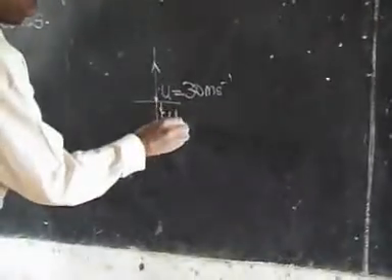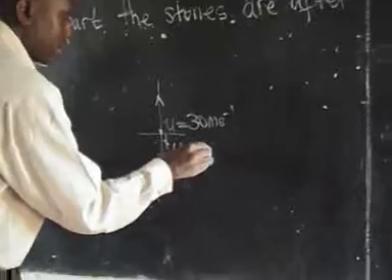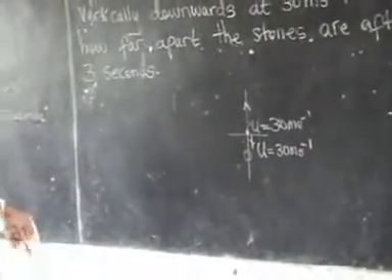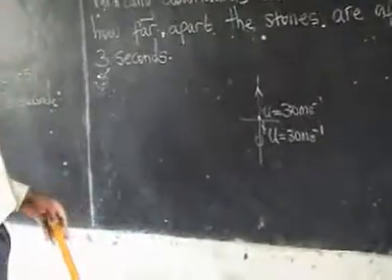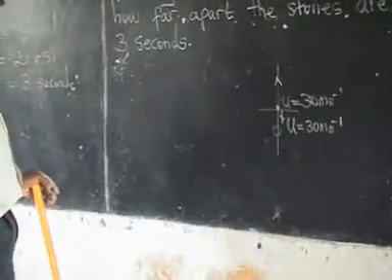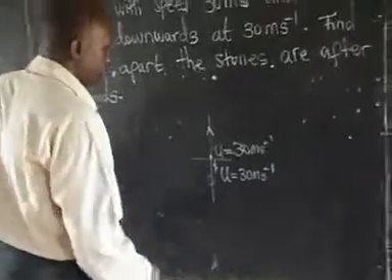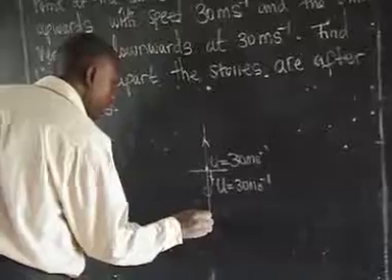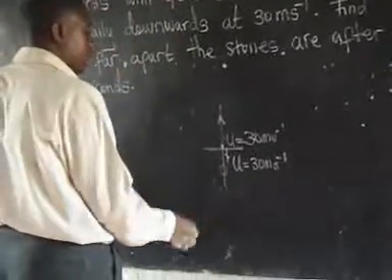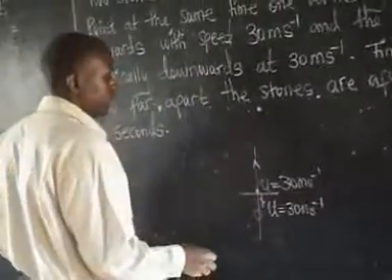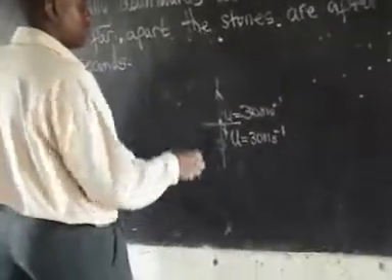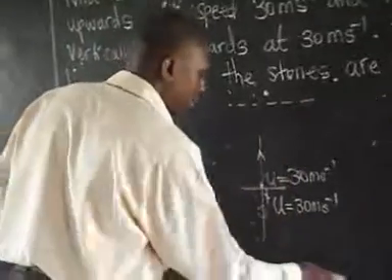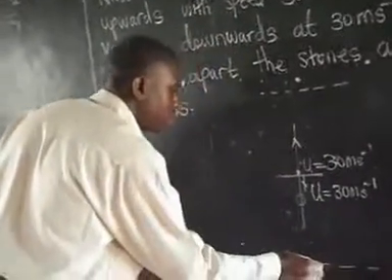Since they are the same, I'm going to use the same 30 meters per second. Now they want to find the distance between the 2 stones after 3 seconds. So after 3 seconds, remember this will have moved through a time interval of 3 seconds. Also this one will have moved through a time interval of 3 seconds. So if this is at that point, even this one will be at a certain point below.